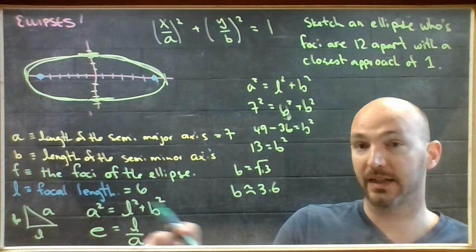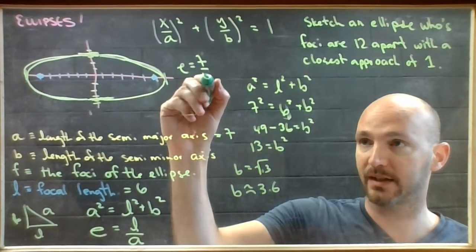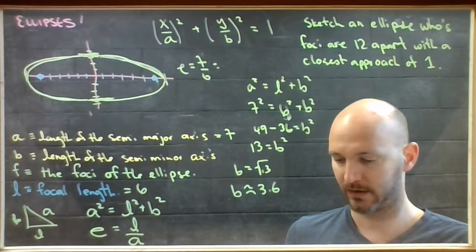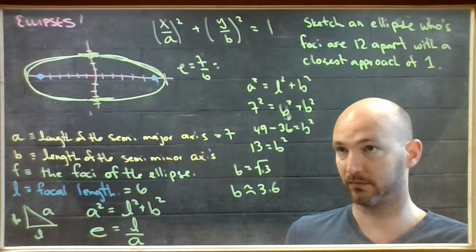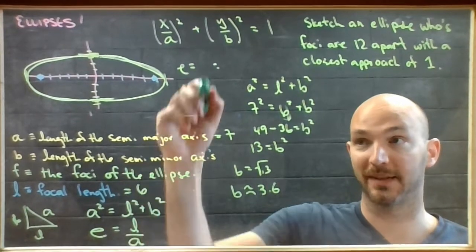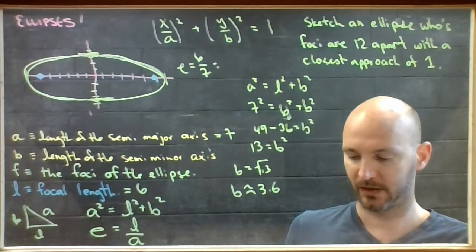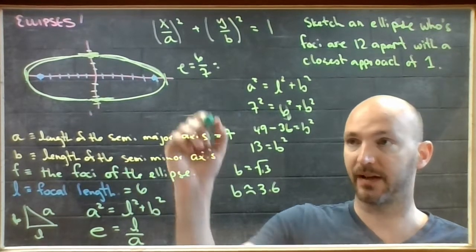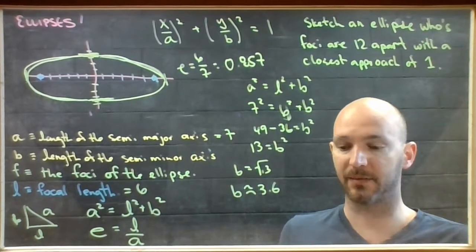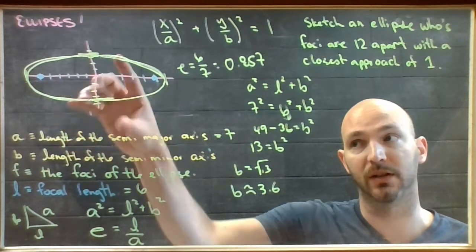Okay, so we need to get our eccentricity then, just to finish. This would be L over A, 6 over 7. 6/7 is 0.857. So this ellipse is more squashed than the last one we did, and it should look longer than it is wide.